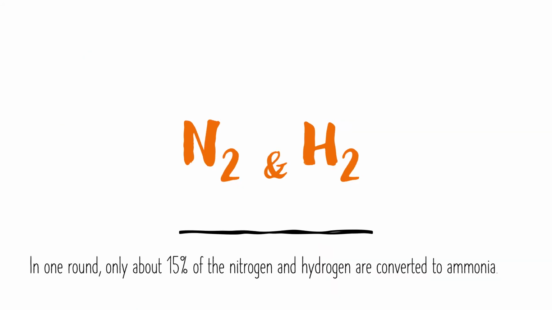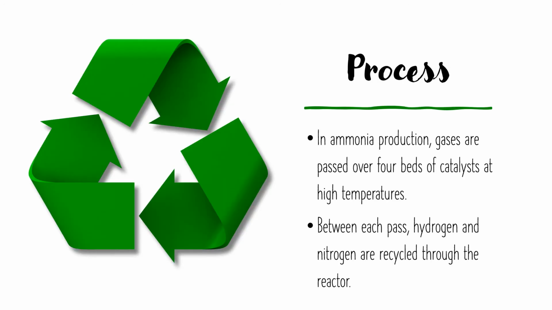In one round, only about 15% of the nitrogen and hydrogen are converted to ammonia. What this means is that the Haber process is not able to use all of the hydrogen and nitrogen gas to make ammonia, and thus a lot of the reactants is being lost in this process. Thus, for the reaction to be effective and not wasteful, Haber found a way to continually recycle the excess hydrogen and nitrogen that is left over.